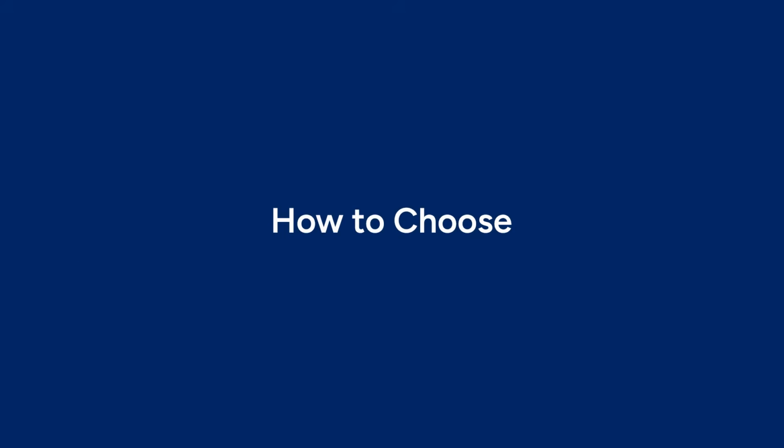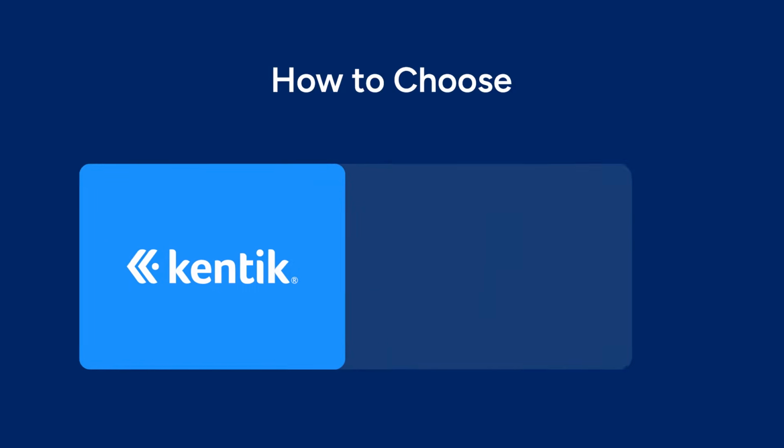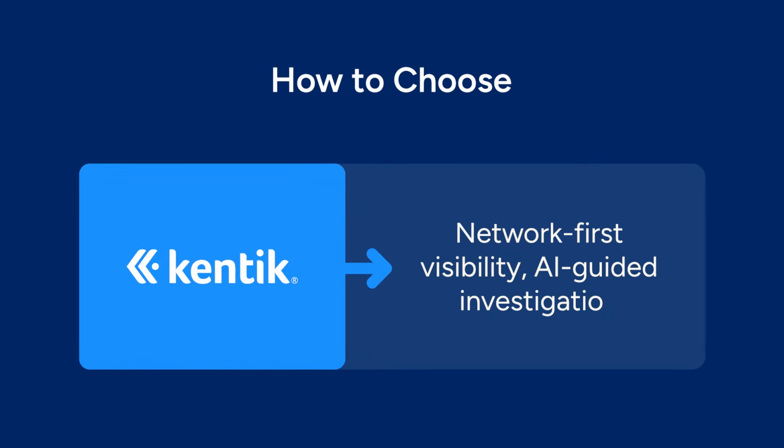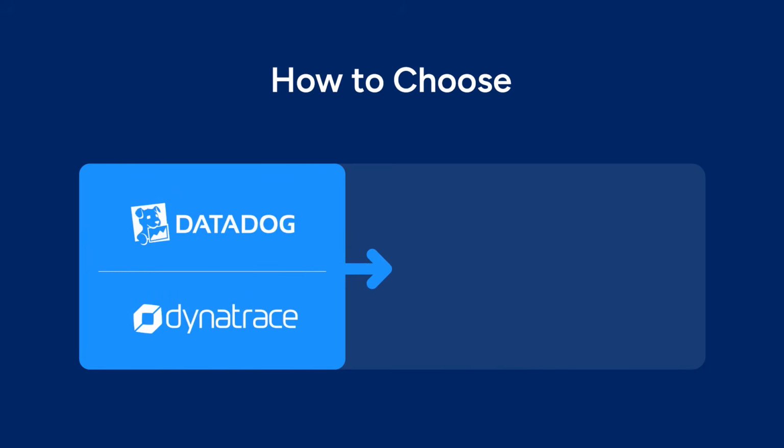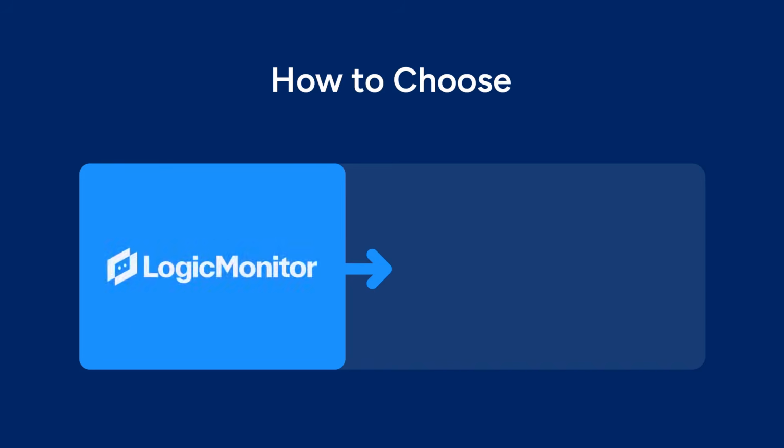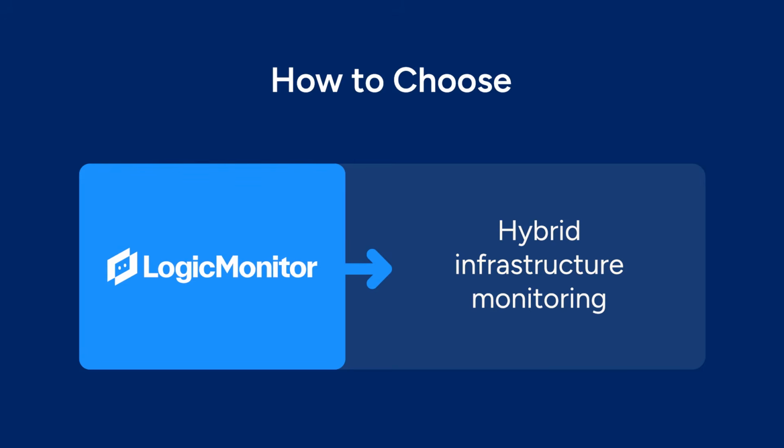The right tool depends less on feature checklists and more on the kinds of questions your team needs to answer every day. Choose Kentik when network-first visibility and AI-guided investigation are priorities. Choose Datadog or Dynatrace when full-stack observability is the operating model. Choose LogicMonitor when you want broad, SaaS-based hybrid infrastructure monitoring in one platform.